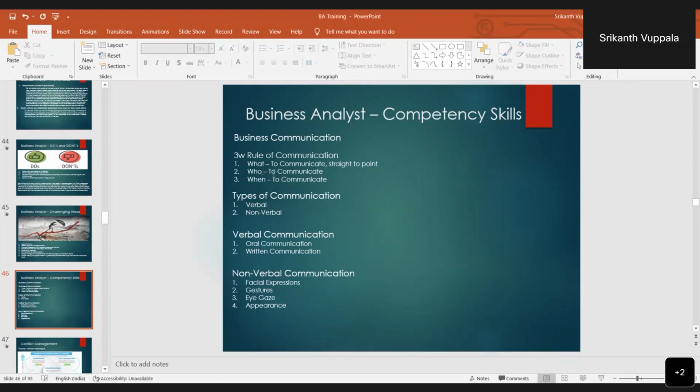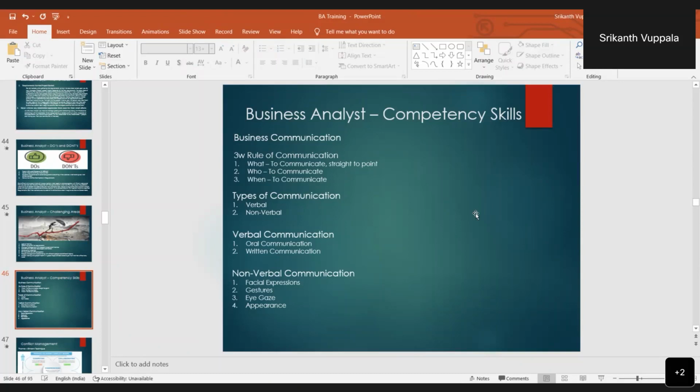Who to communicate: identify the right stakeholder to whom we have to communicate that problem or that requirement. For example, if you're developing any bank related application, we cannot go and talk about the loan module requirement to the credit card module person, right? We should be able to identify the right person with whom we have to communicate that particular thing.